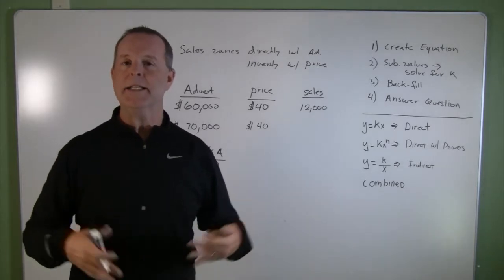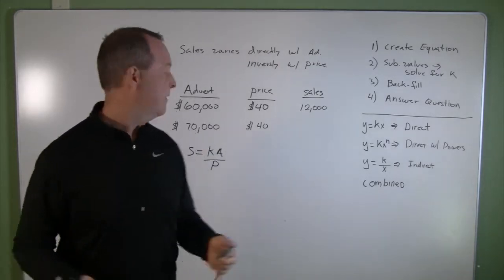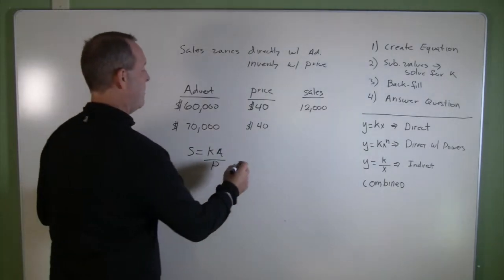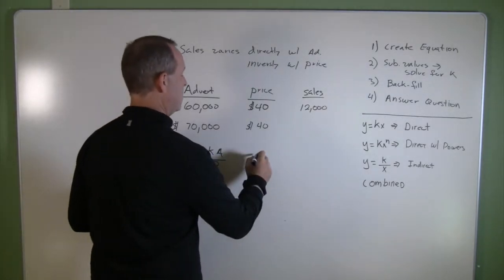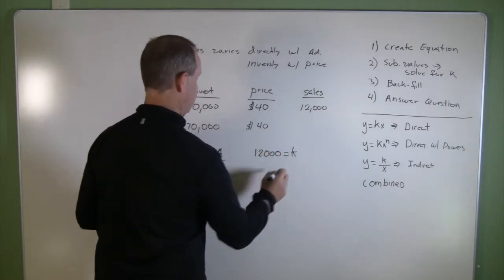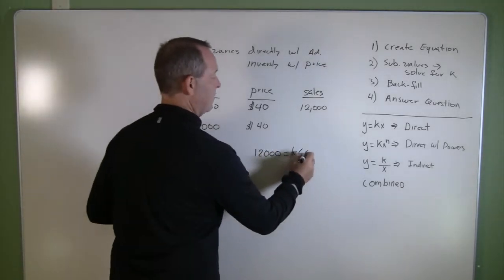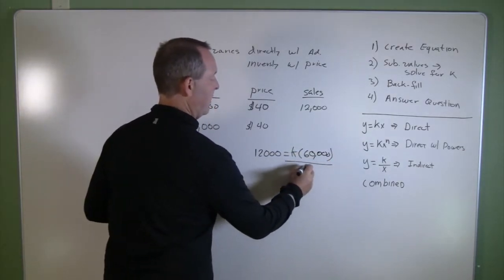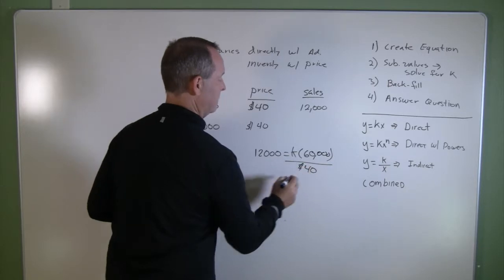So from there, let's get some initial information that we can build and figure out what's this constant of proportionality that's helping to solve this. So sales, we were able to sell 12,000 units when our advertising budget was $60K at a price point of $40.